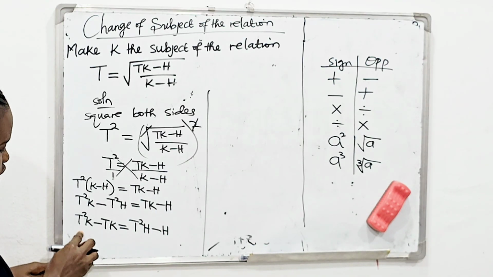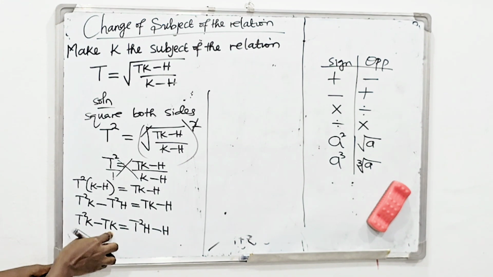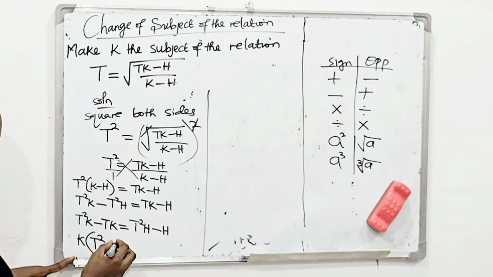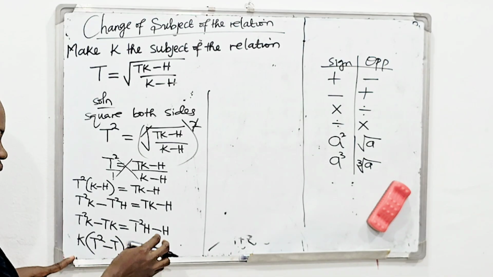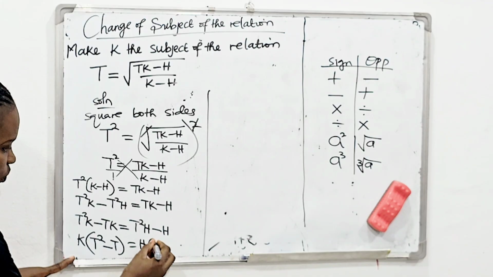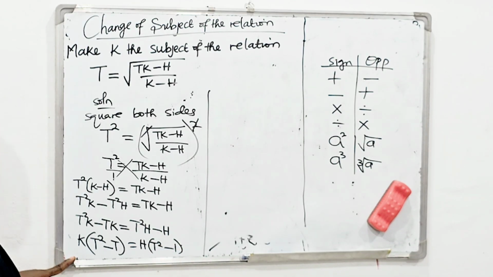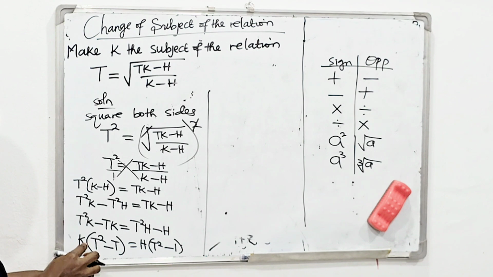Okay, so the next thing is to simplify. Let me factor out the k. Since there is k here, there is k here, so I can factor it out. So if I divide k out from here, I will have t squared remaining here, minus. If I take k out here, I will have only t remaining here. If I do the same for h here, I will have h t squared minus, remove k, h here to be just 1. Remember our target, our main thing is just k. Okay, so the next thing is, how do I make k to stand alone?